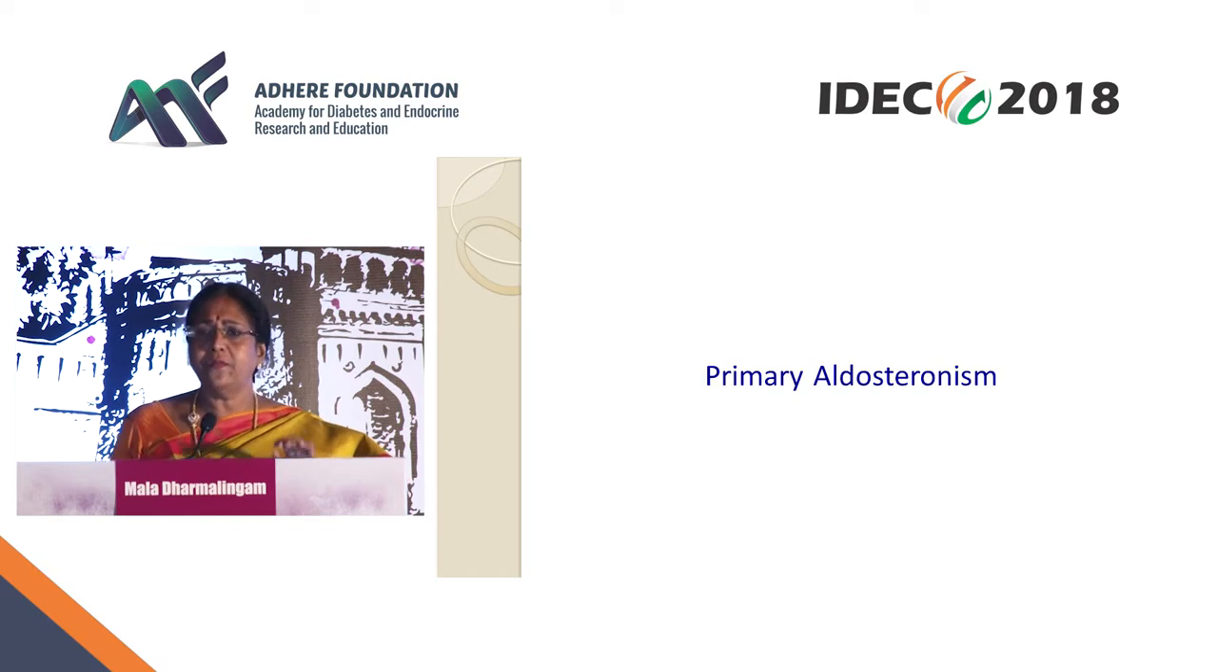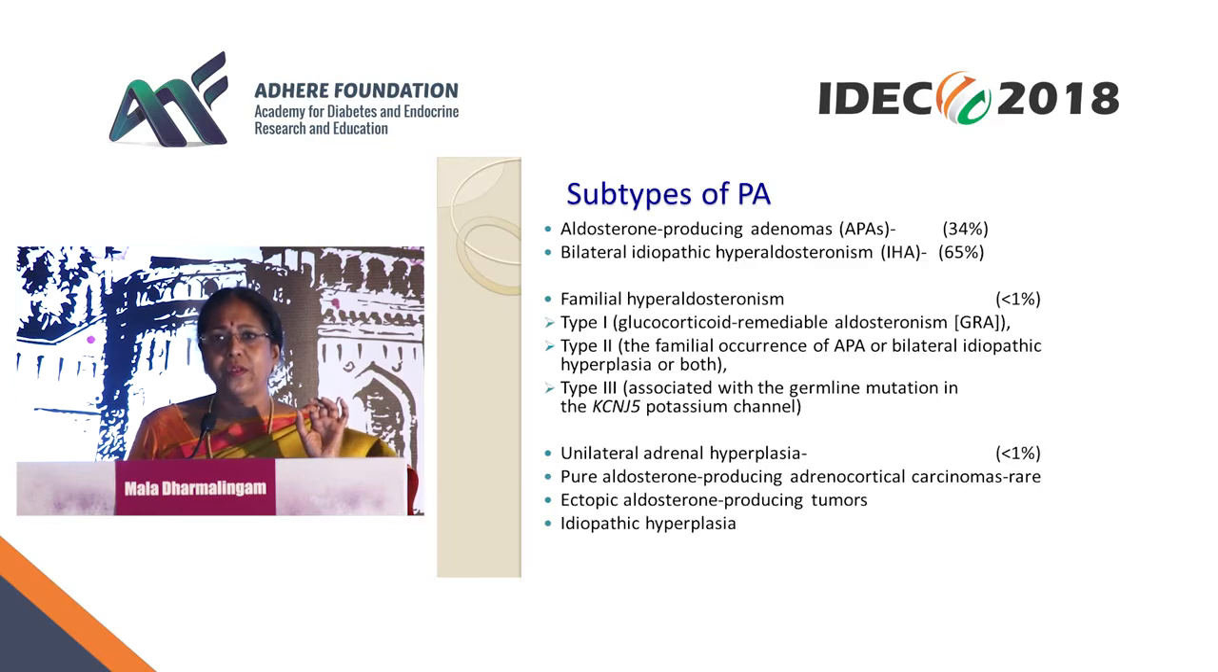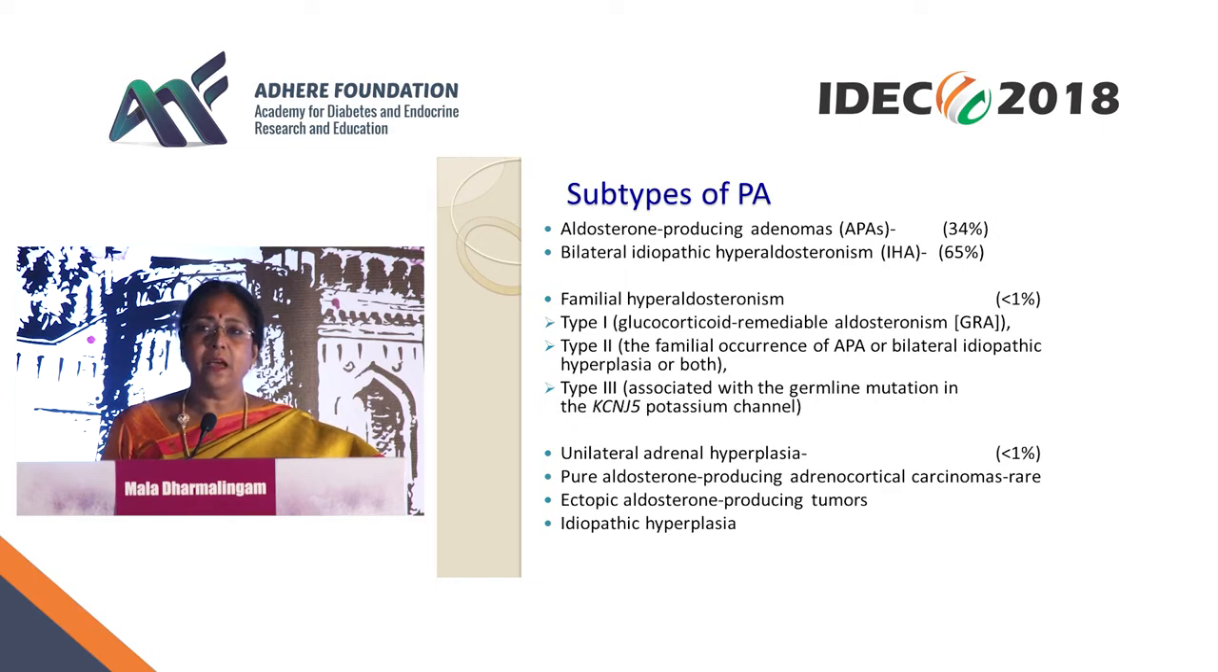The next common and very, very common, more common than Cushing, is primary aldosteronism. Very often if you get a low potassium, one should think, am I dealing with hyperaldosteronism? What are the subtypes of primary aldosteronism? The commonest are these two: aldosterone producing adenomas, which are about 34%, and the bilateral idiopathic hyperaldosteronism, which is 65%. All the rest, whether it's familial hyperaldosteronism, less than 1%, there are type 1, type 2, type 3. And if there is unilateral adrenal hyperplasia, again less than 1%. But you should think about it. But most commonly will be the APAs and the IHAs.